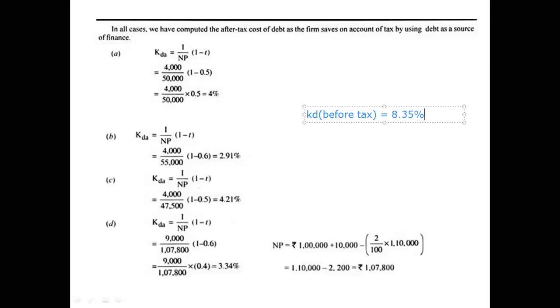8.35%. Now cost of debt after tax, 1 minus T. Cost of debt after tax, KD into 1 minus T, which is equal to 3.34%. It is already given here, right? I hope this is very clearly understood, everyone.